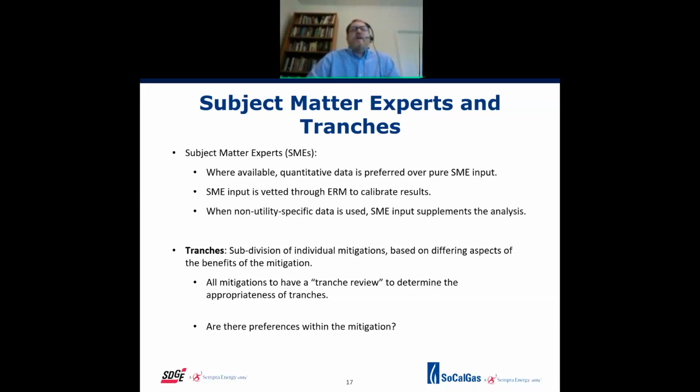So we try not to use pure SME input, but SMEs are definitely involved in helping us find the data, or helping us to figure out how to apply it. Second bullet there is we don't just take SME input and write it down and say we're good to go. The Enterprise Risk Management Team, that's what ERM stands for, looks at all the SME data.